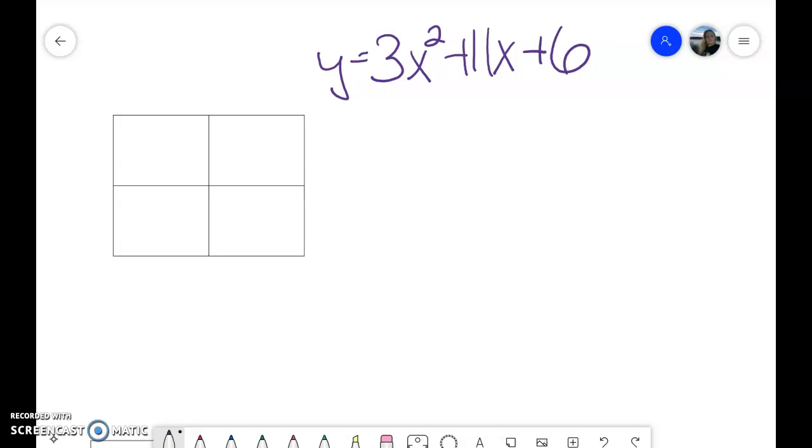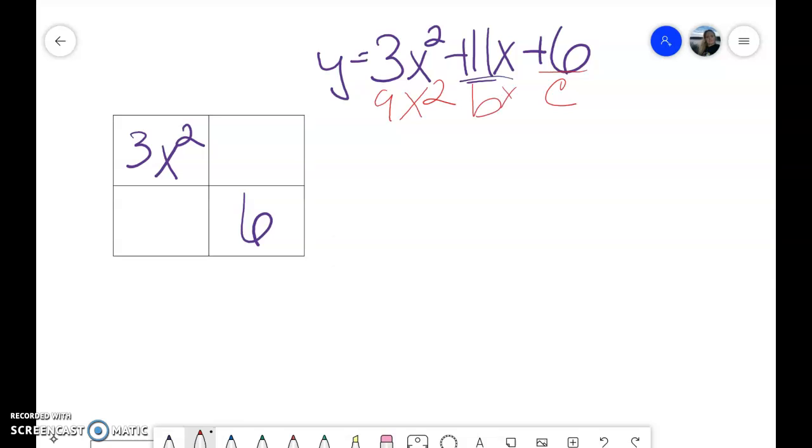So the idea is that there's an area inside each of these boxes. In this case, in the top box, we're going to put the first coefficient, that ax squared term. So we're going to put 3x squared. So the area of this box is 3x squared. And we're going to put in the bottom box the c term, which in our case is 6. We know then that the other two rectangles, this diagonal here, have to add up to give us our bx term if we're in standard form. So we know when we add them, they have to give us 11x.